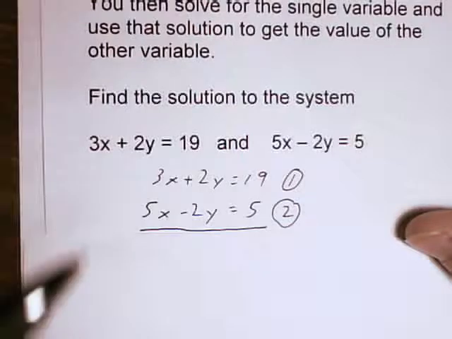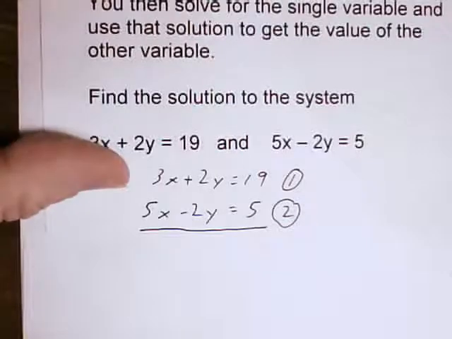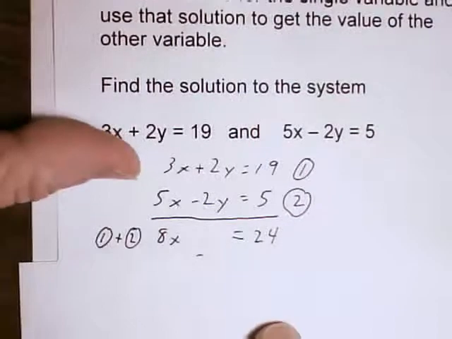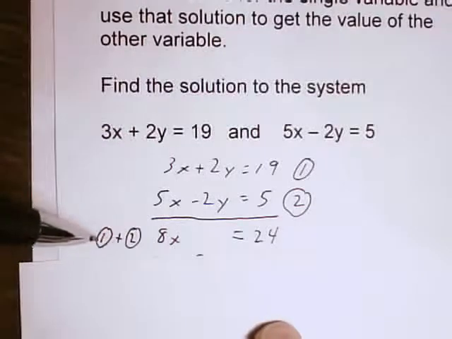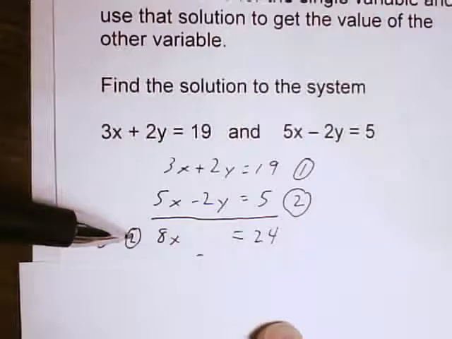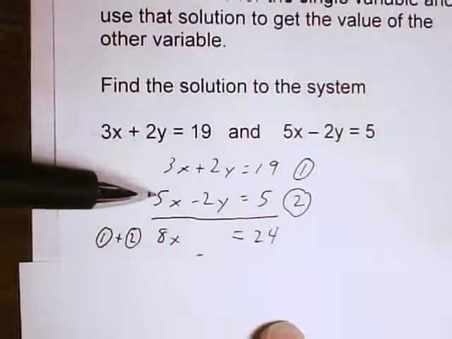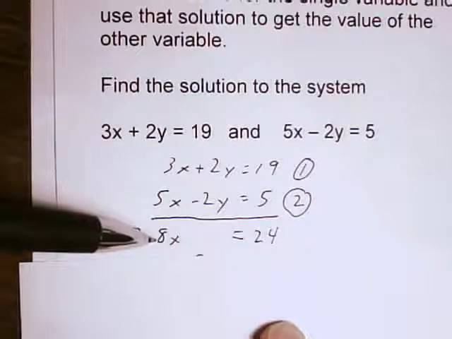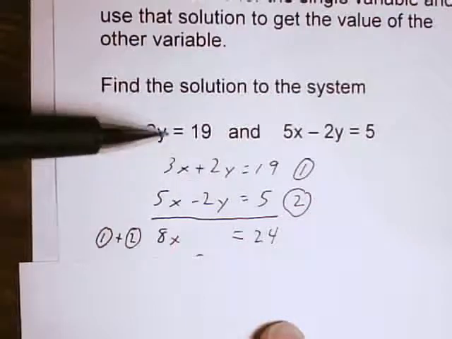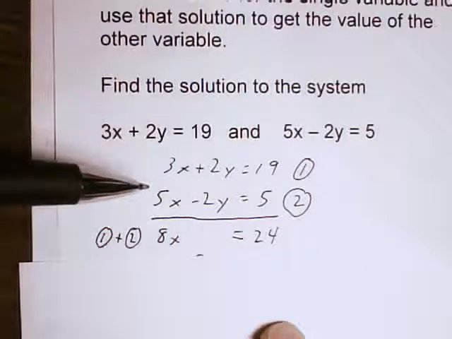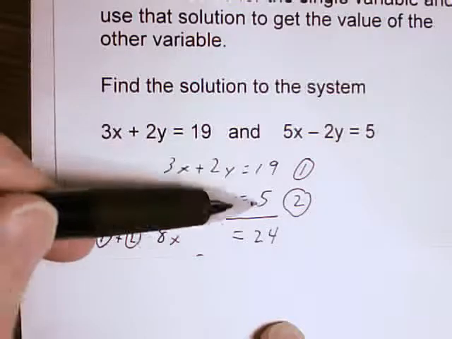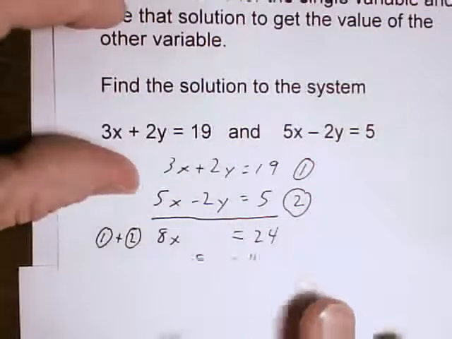Since I'm going to add my two equations together, first thing I do is write a little statement underneath. I draw a line and I say 1 plus 2. That indicates that I'm adding equation 1 with equation 2. So now I just go ahead and add down. 3x plus 5x is 8x, plus 2y plus negative 2y gives me a 0. 19 plus 5 is 24.